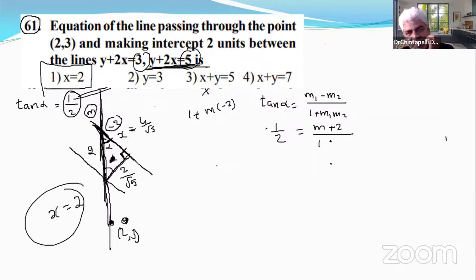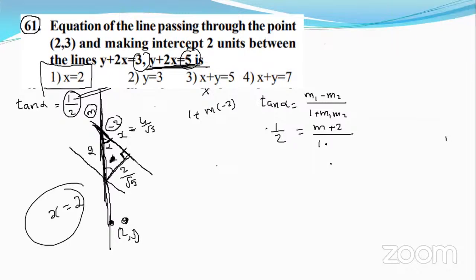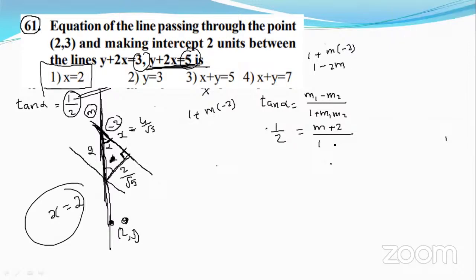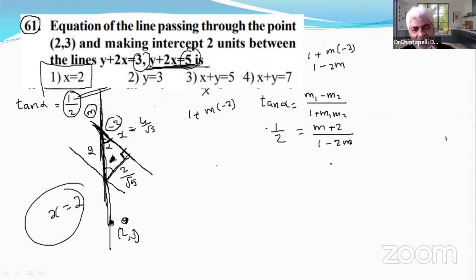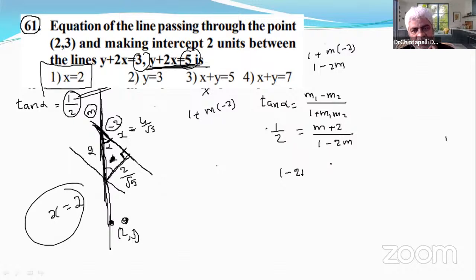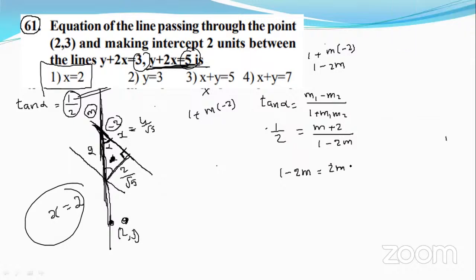Which means, can you tell? 1 plus m1 m2, where m1 is m and m2 is minus 2. 1 plus m times minus 2 is minus 2m. When we try to solve them, we face an absurd result. Cross multiplication: 1 minus 2m is equal to 2m plus 4. Agree? 1 is not equal to 4.